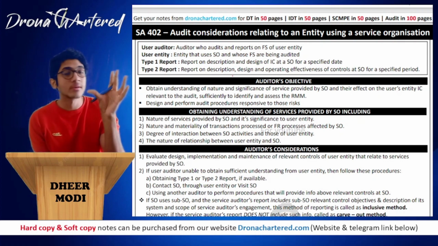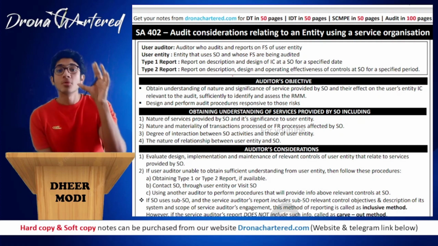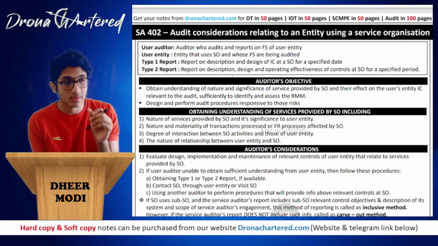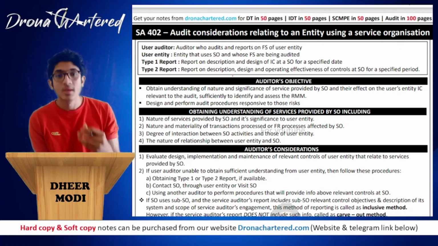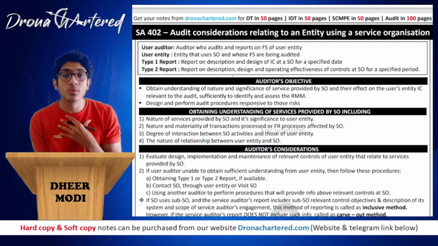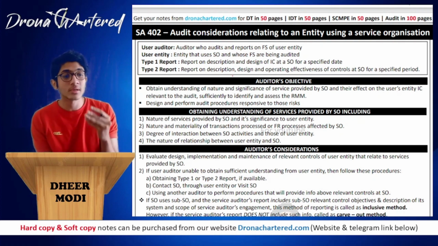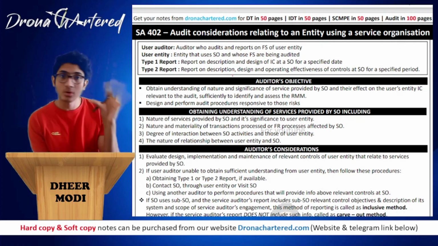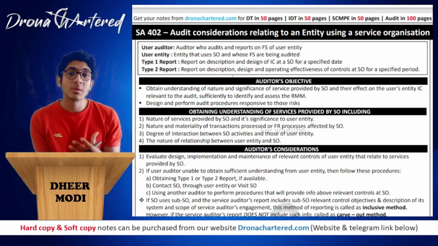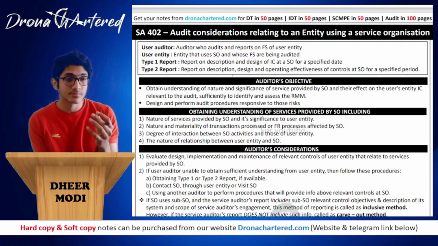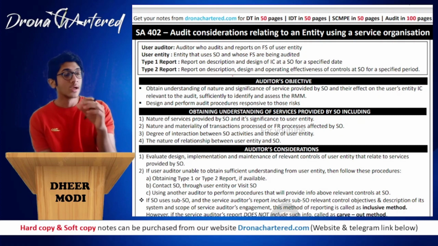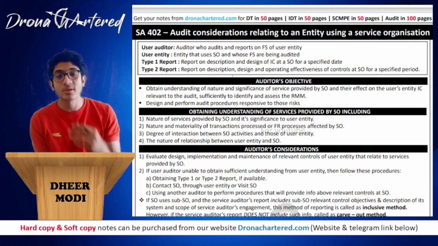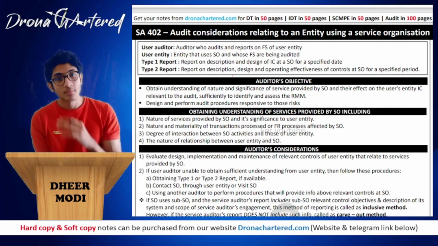Now how does the service entity affect us? If any service provided by the service organization affects our financial reporting process or any controls relating to it, in such a case it becomes necessary for the user auditor. Who is the user auditor? User auditor is the auditor of the user entity, and the auditor of the service organization is called the service auditor. So it becomes necessary for the user auditor to perform audit procedures to check that any services provided by the service organization to the user entity affect our financial reporting process.